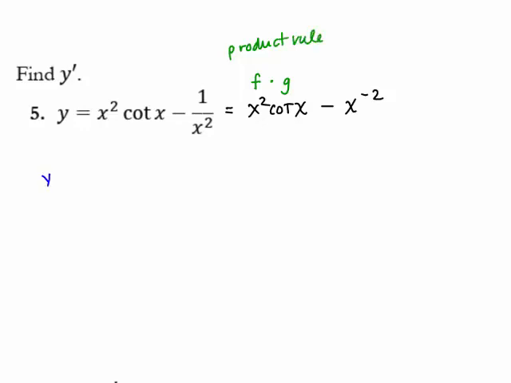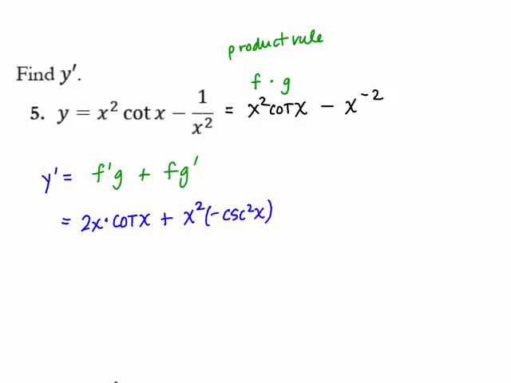That means that y prime is f prime g plus f g prime by the product rule. F prime g plus f g prime. So what's f prime? The derivative of x squared is 2x. G is regular old g, cotangent. F, left alone, not differentiated, is x squared, and g prime, the derivative of cotangent, is negative cosecant squared.